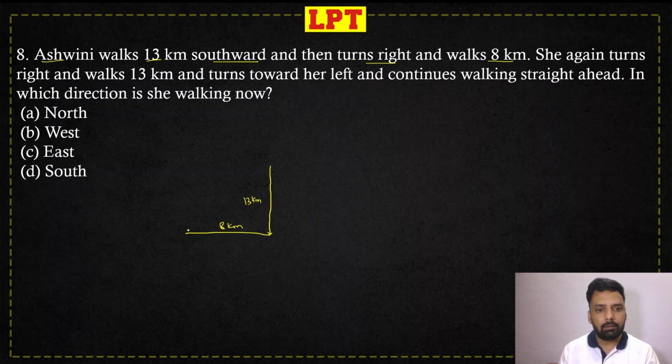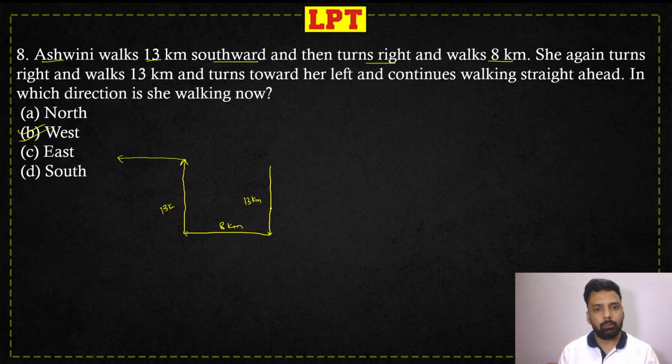She again turns right. Whenever I say right, it's clockwise 90-degree, and then she again travels 13 kilometers, then turns towards her left and continues. Left means anti-clockwise 90-degree, right? So that means finally she is traveling in this direction. Which direction is she walking now? Walking in the west, right?